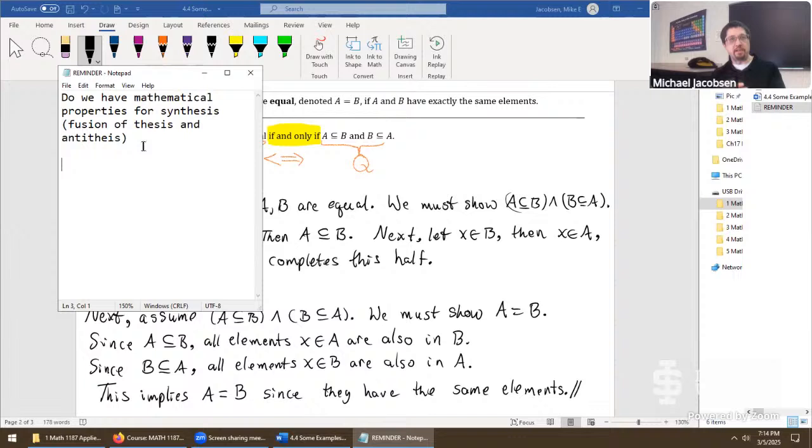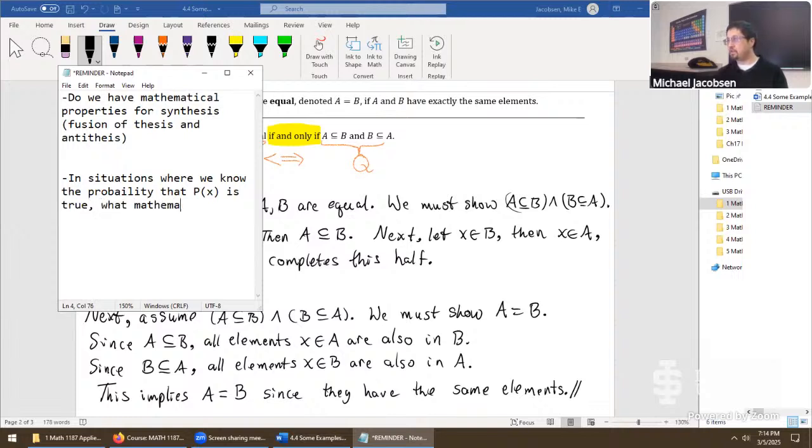It depends on the statement. Let me see if I can read this out for the second question. Let me know if I've missed the question. In situations where we know the probability that, say, a predicate function p of x is true, what mathematical tools do we have for a proof? Is that the essence of the question there? All right.